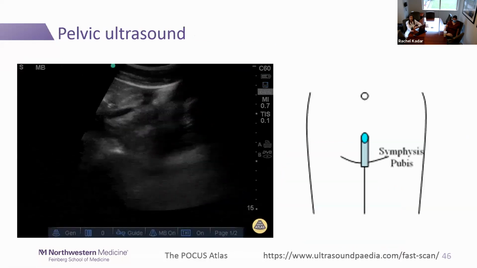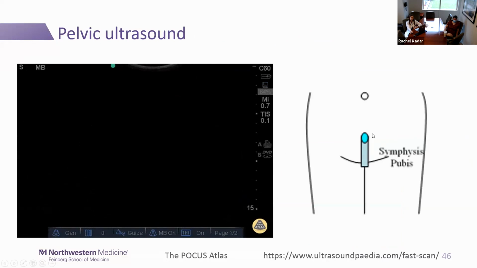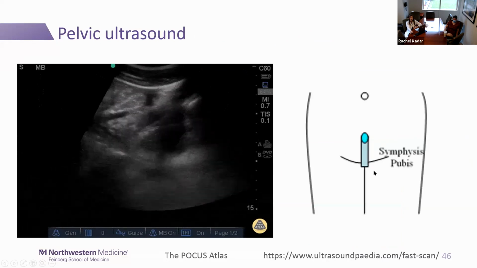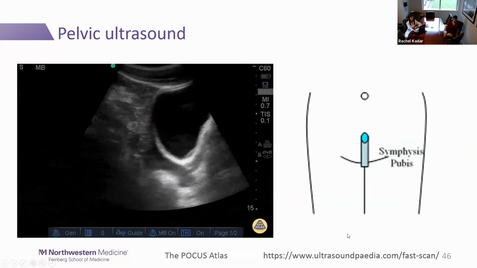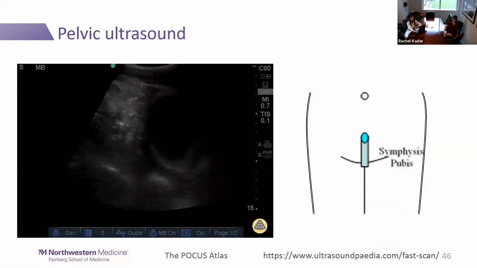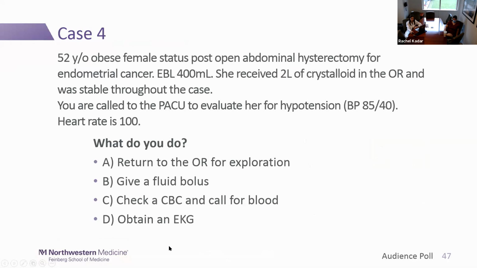And then you move on to do a pelvic ultrasound. So this is a sagittal view with the indicator towards the patient head. And we're seeing that bladder right here looks kind of triangular shaped. So now that we have those views, let's see if that changes our answers. What do you do? A, return to the OR for exploration. B, give a fluid bolus. C, check a CBC and call for blood. Or D, obtain an EKG.